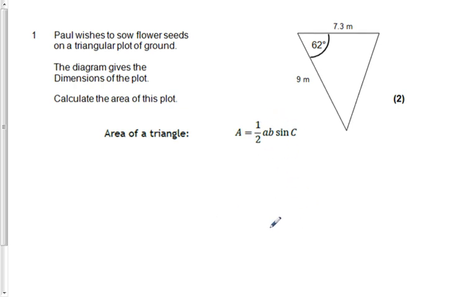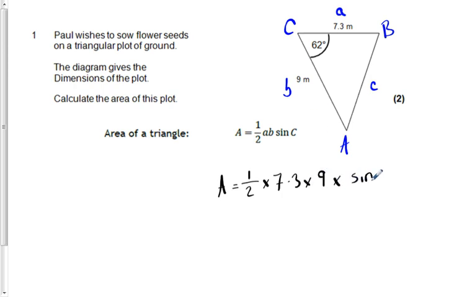And we should remember that when we are labeling our triangle with trig, if this is our angle C, then our other two angles A and B give us our sides. Remember that the lowercase side is opposite the uppercase angle. So there's a, there's b, and here's little c. And so now we have all the numbers we need, giving us that A is equal to 1/2 times 7.3 times 9 times sine of 62.